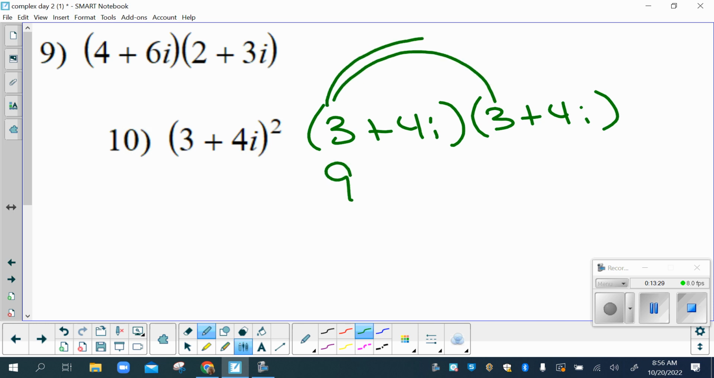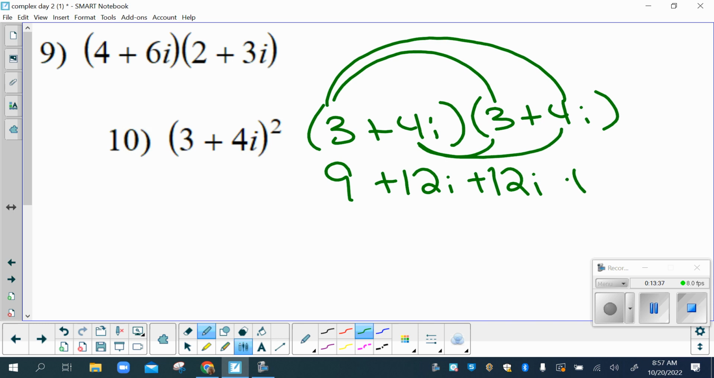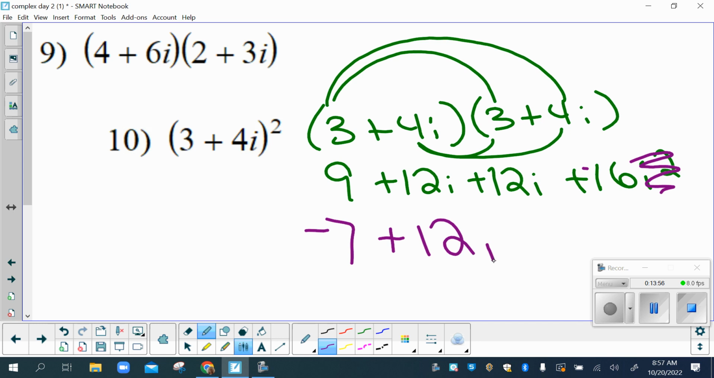9, plus 12 again, plus 16i squared. Right away, I'm going to get rid of that i squared, and I'm going to make that negative. I'm going to add my people who don't believe in ghosts. 9 and negative 16, it's going to be negative 7. Then I'm going to add my people who do believe in ghosts. And that would be wrong.